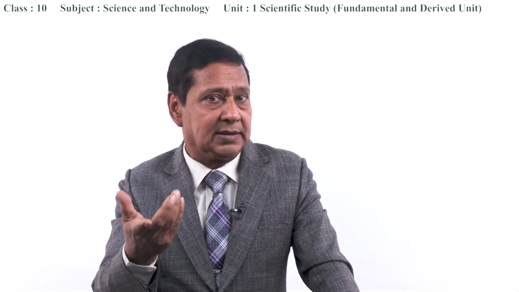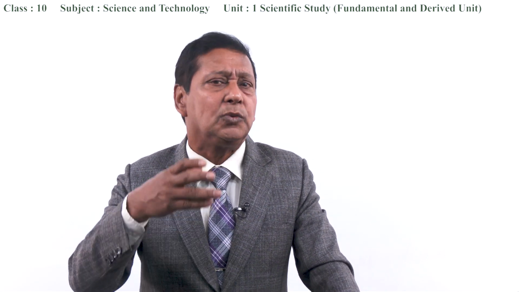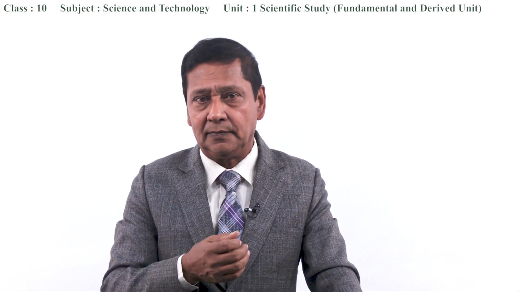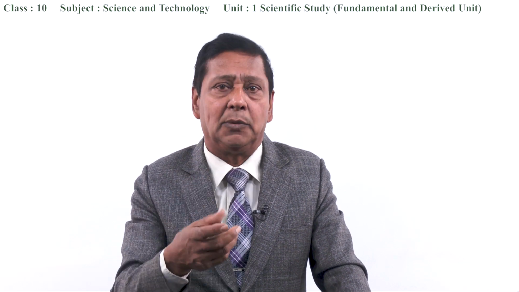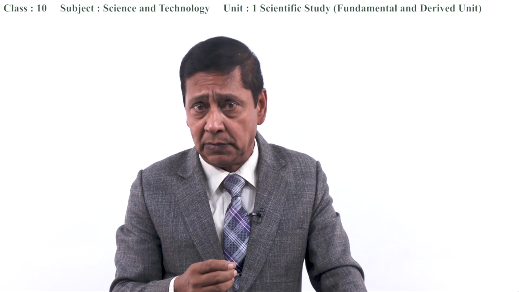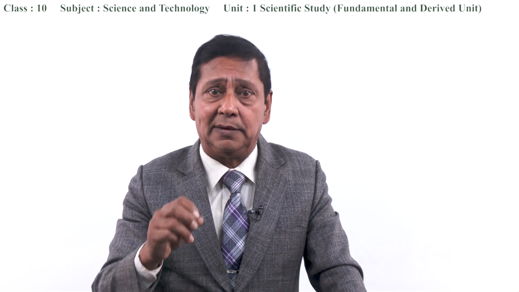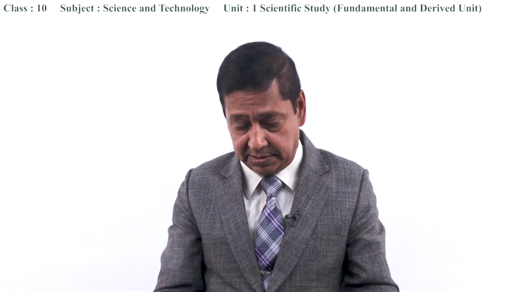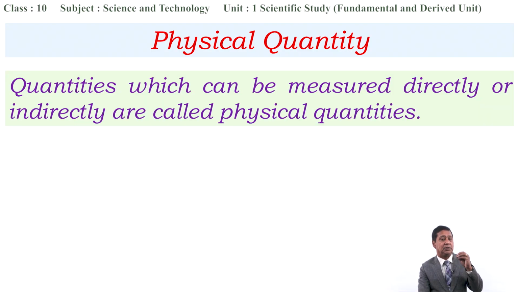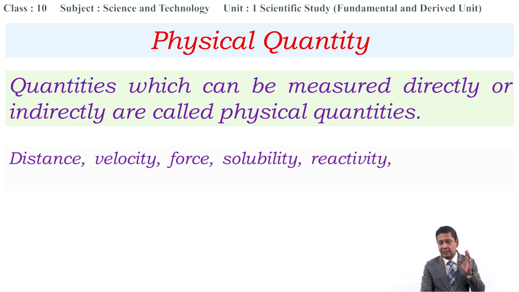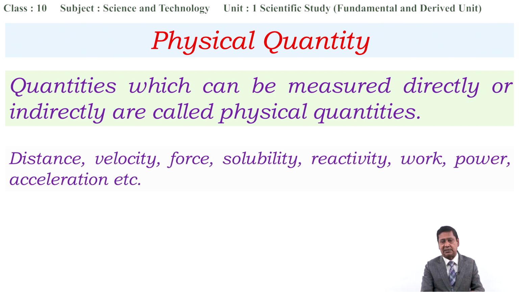Now I want to revise the physical quantity also. What do we measure exactly? Length of the room. What do we measure in another case, just for example, temperature of human body can be measured by using thermometer. The temperature can be measured, velocity can be measured. There are different matters which can be measured, and they are called physical quantity. It was taught in previous class also. Quantities which can be measured directly or indirectly are called physical quantity. They are distance, velocity, force, solubility, reactivity, work, power, acceleration, etc. There are hundreds of physical quantities.